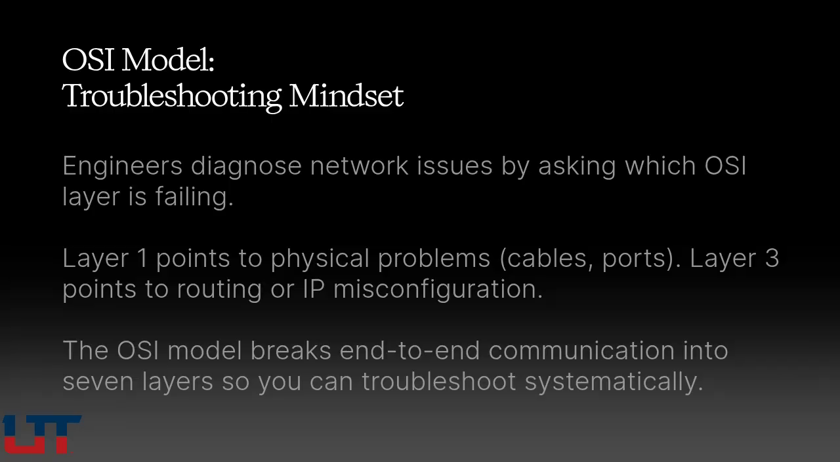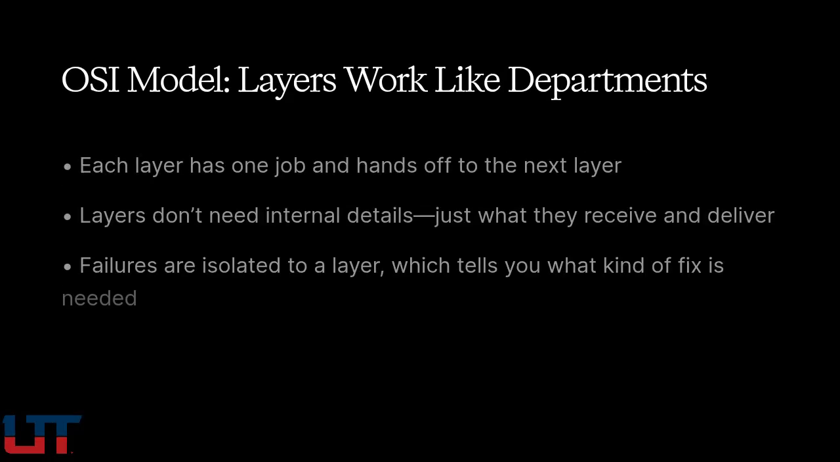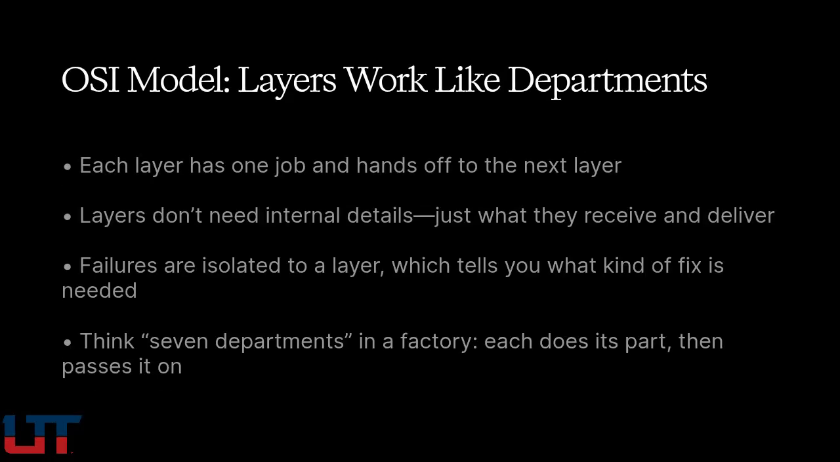The OSI model divides this network communication into 7 layers. Each layer handles one specific job and passes work to the layer above or below it. Layers don't need to know how the other layers work internally. They only need to know what they receive and what they hand off.